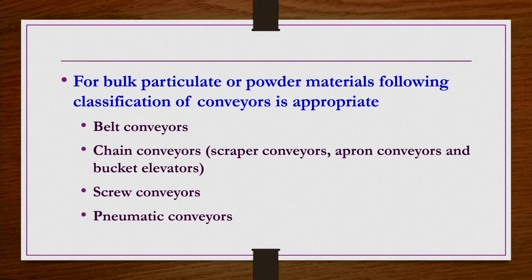In the case of chain conveyors, depending on how they have been designed for a given duty, further sub-classifications are possible, like scraper conveyors, apron conveyors and then bucket elevators. We are going to see some basics of this conveying equipment, because specific details like design, working principles and what types of industrial conveyors are available under each category can be a subject of separate study. So, at the level of undergraduate studies, we will be seeing only the basics of these conveying equipment.